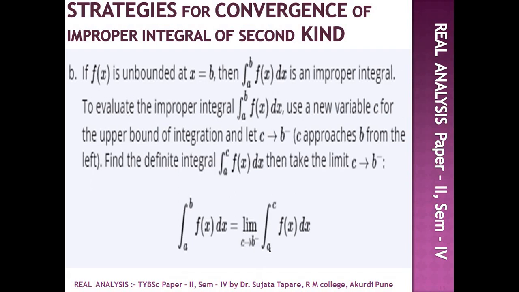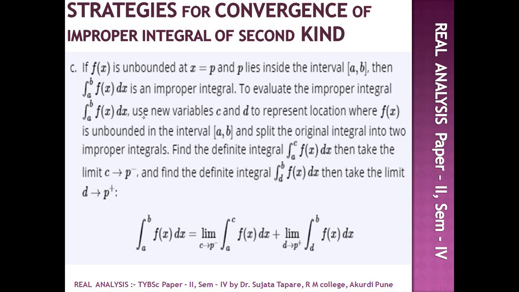Next one, again here f is unbounded at the upper limit. So in that case, replace this upper limit b by c and take limit as c tends to b minus. Minus is because it is upper limit of integration a to c f of x dx. Suppose the last case, f of x is unbounded at some x is equal to p, where p lies inside the interval ab. Then we split this integral into two parts, integration a to p f of x dx plus integration p to b f of x dx.